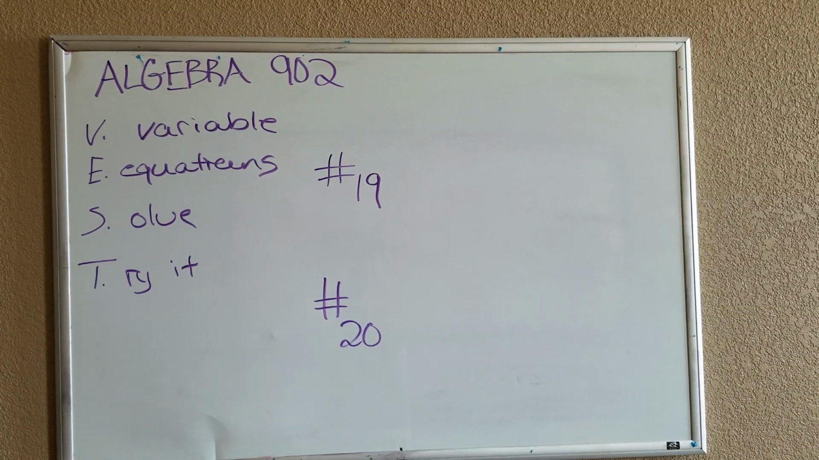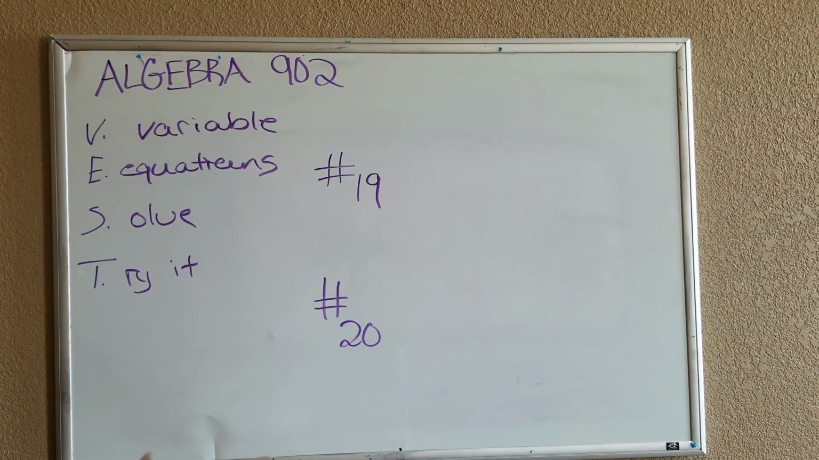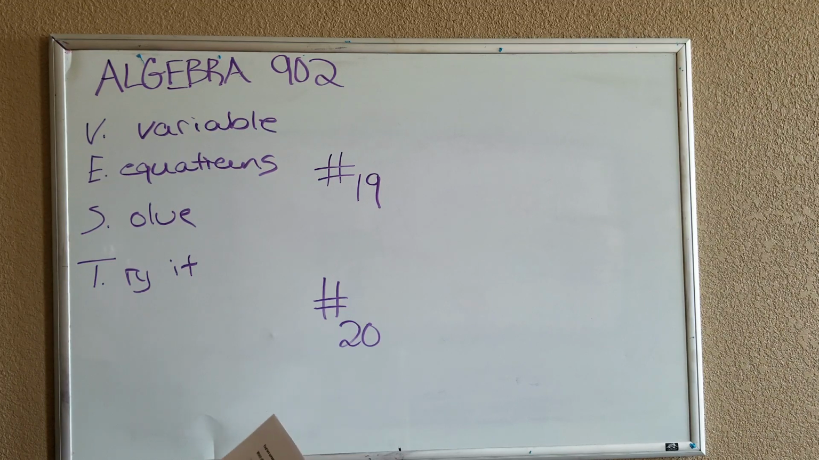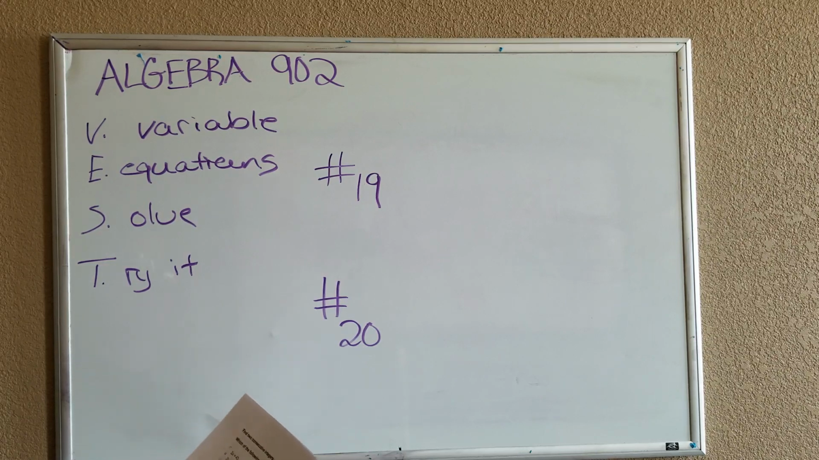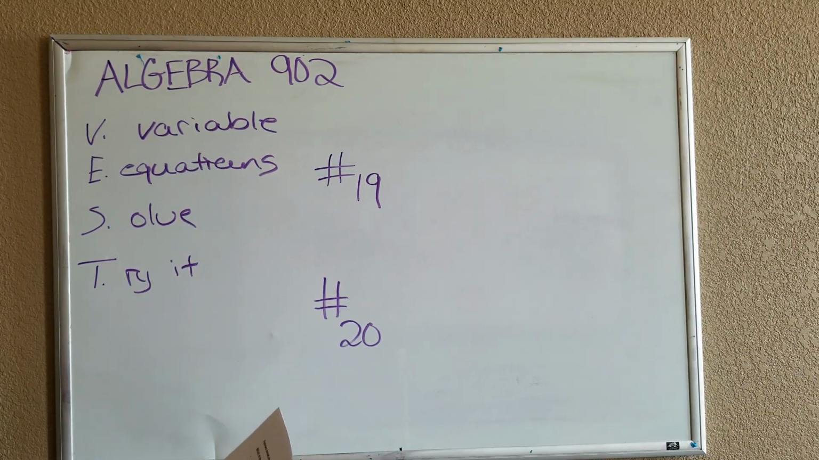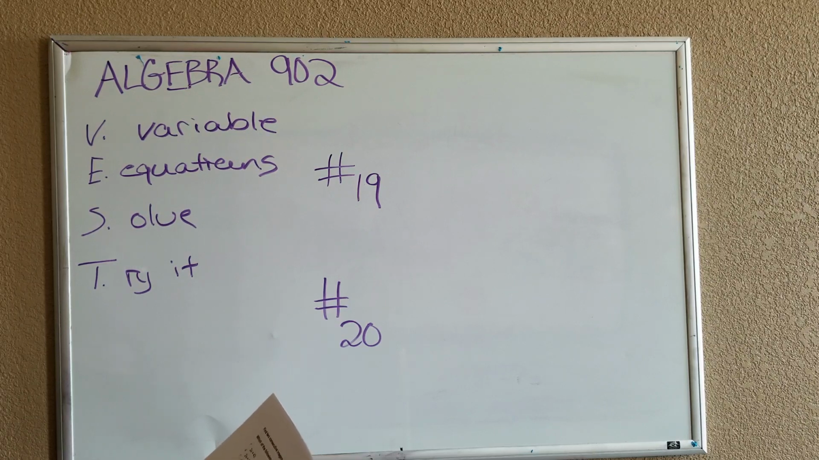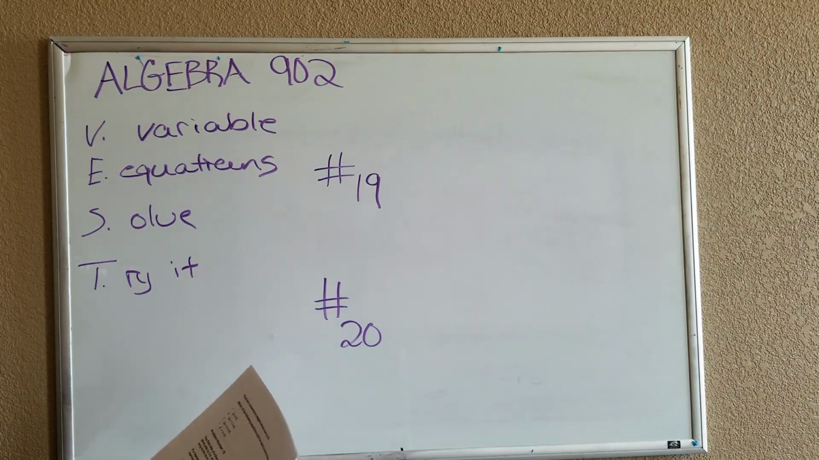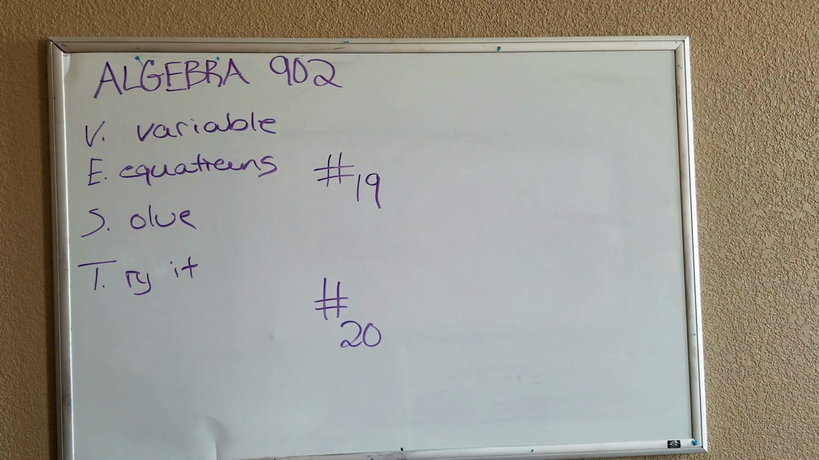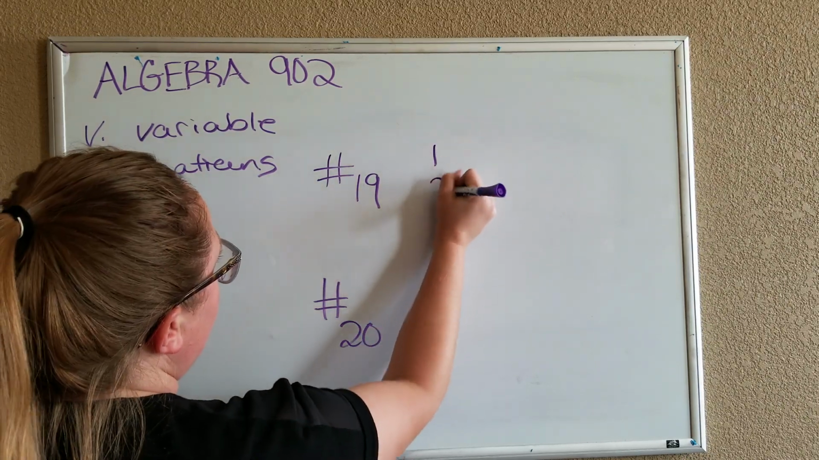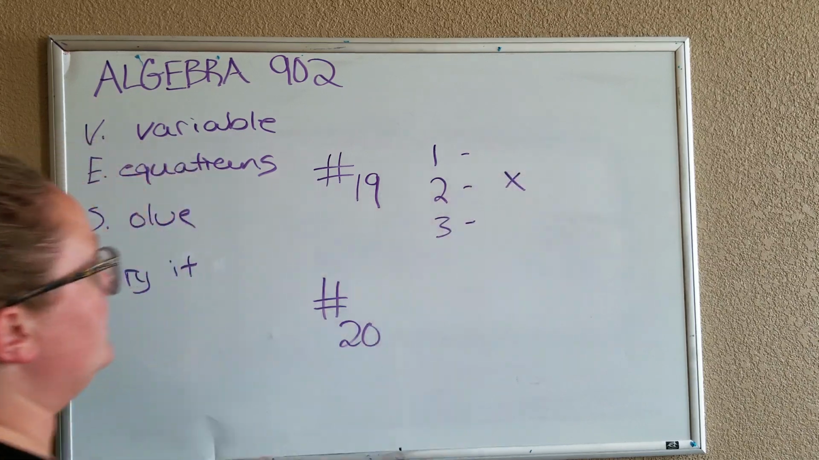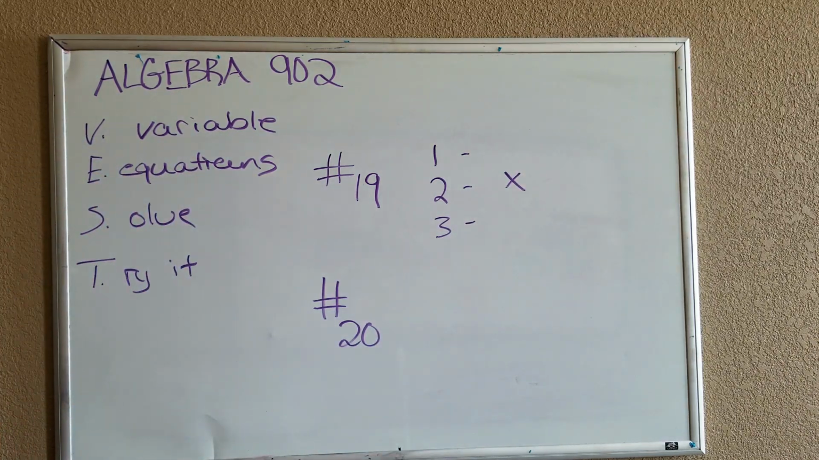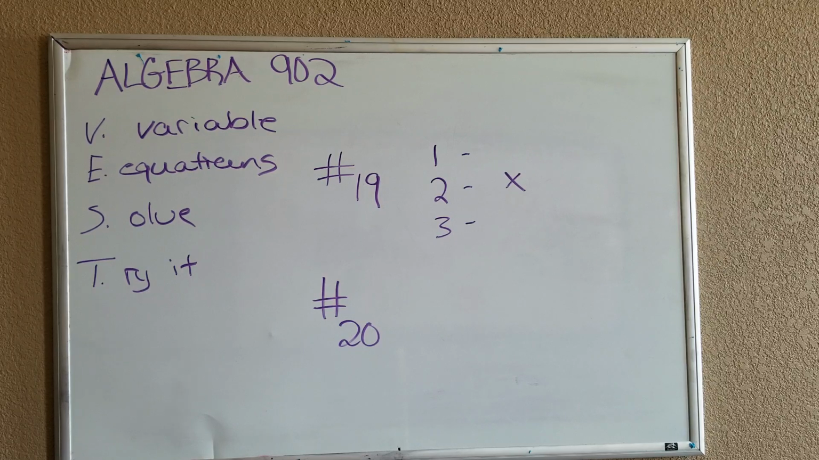All right, number 19 says the first side of a triangle measures 5 inches less than the second side. The third side is 3 inches more than the first side, and the perimeter is 17 inches. How long is the third side? Then the question they ask is if S represents the length of the second side. So you have 1, 2, 3 sides to this triangle, right? And they say X equals the second side. Which of the following represents the length of the third side?